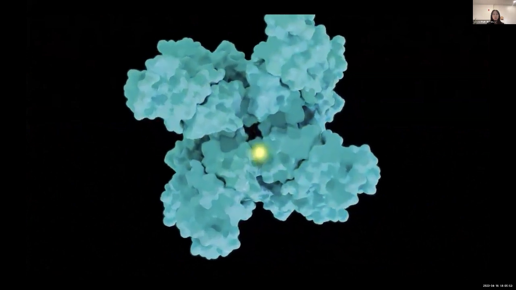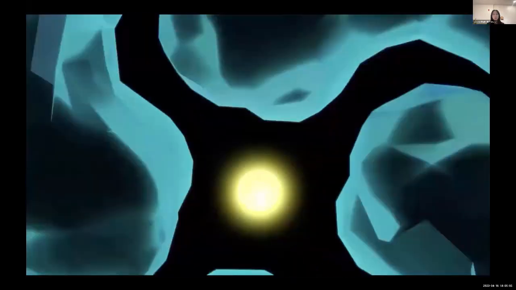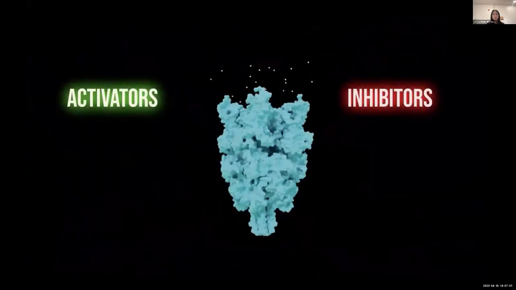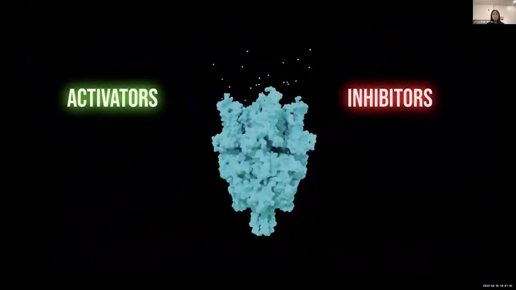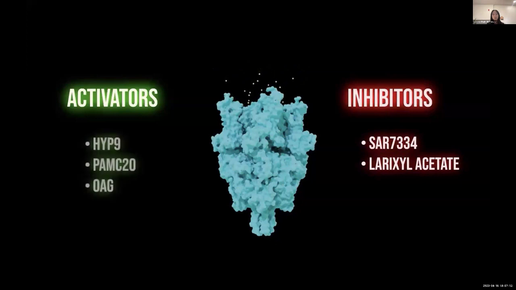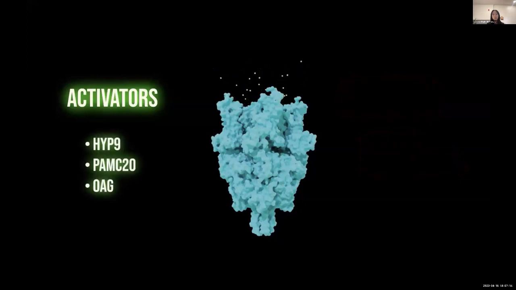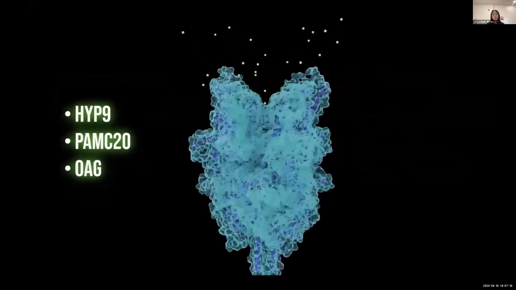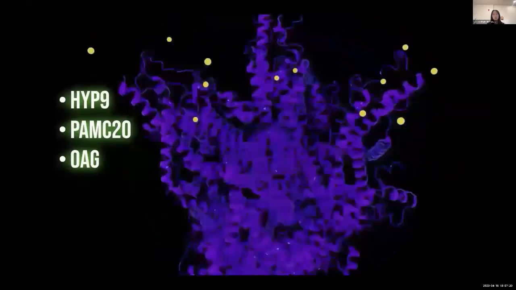Let's see how we can alter the influx of calcium by affecting TRPC6 activity. By using specific activators and inhibitors that affect TRPC6 activity, the influx of calcium will be altered. Inhibitors that close the TRPC6 channel include SAR7334 and larixyl acetate, while activators such as HYP9, PAMC20, and OAG open the channel, allowing an influx of calcium ions to pass through.